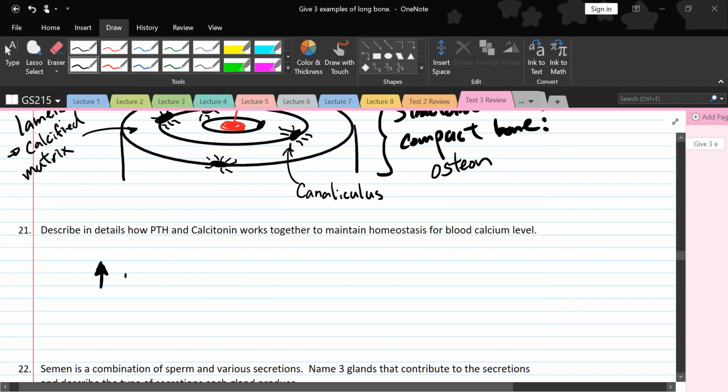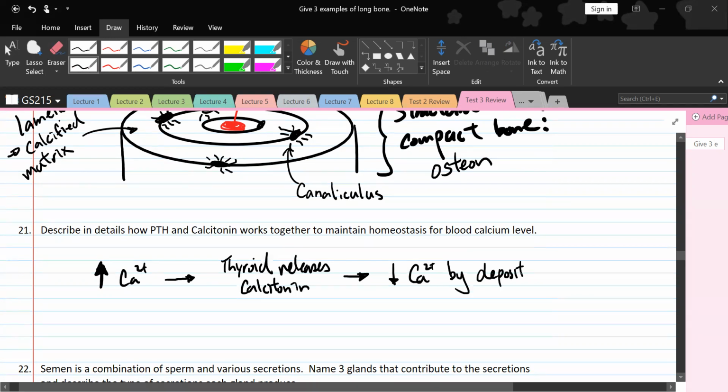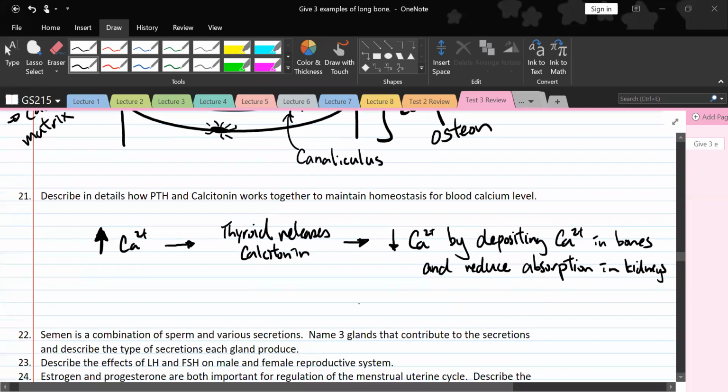Basically, if you have increased calcium, which hormone do we release again? Is it PTH or calcitonin? If you have high calcium level in the blood, let's think about it. Do we need PTH or do we need calcitonin? Hopefully your answer is calcitonin. So the thyroid releases calcitonin, and it will lower calcium level by depositing calcium in bones and reducing absorption in kidneys.